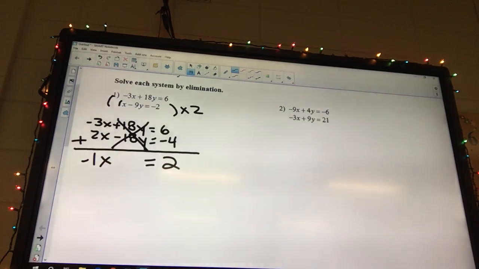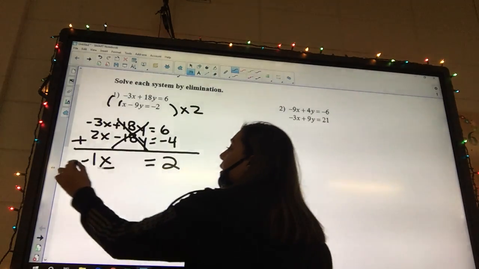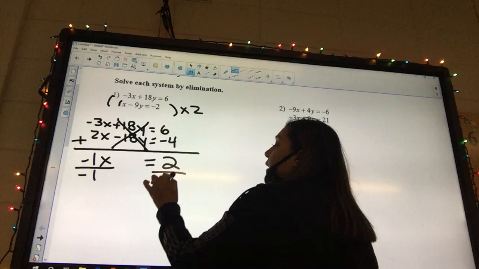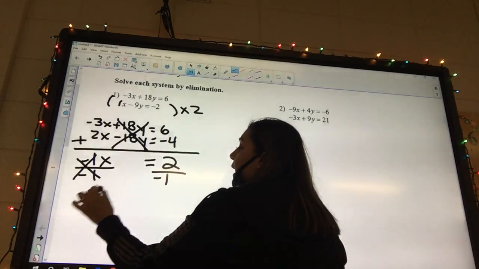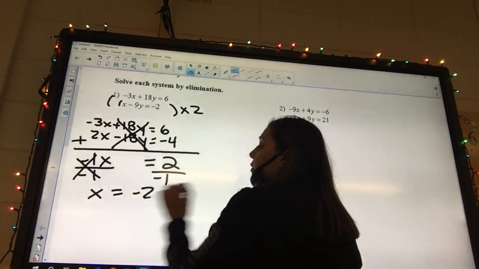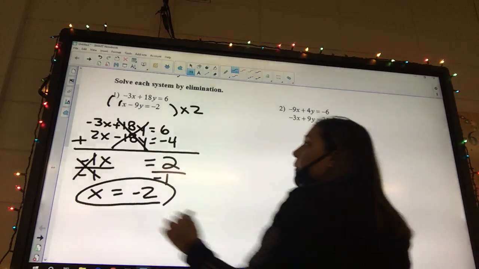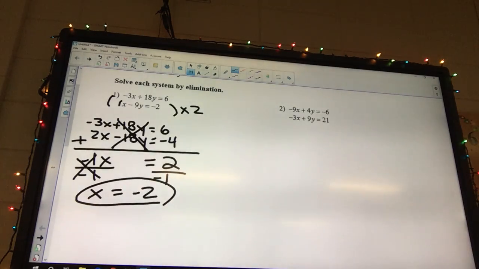Okay, and so we're trying to solve for x this time around. So I can divide by negative 1, divide by negative 1. So I'm going to have x equals negative 2. Okay, so we've solved for x.